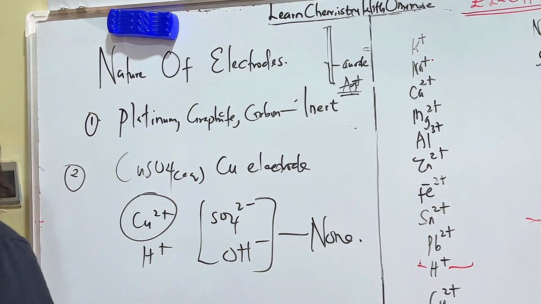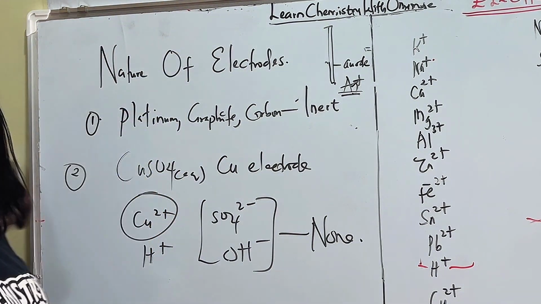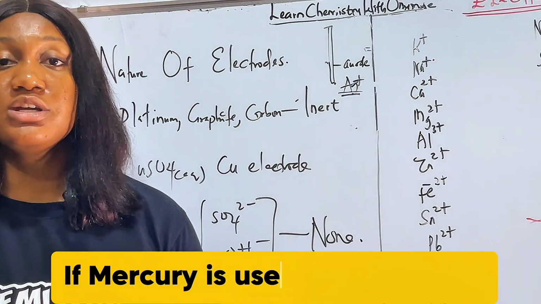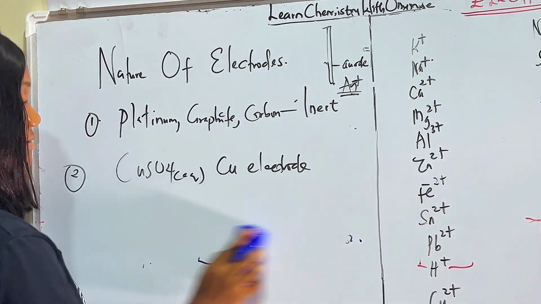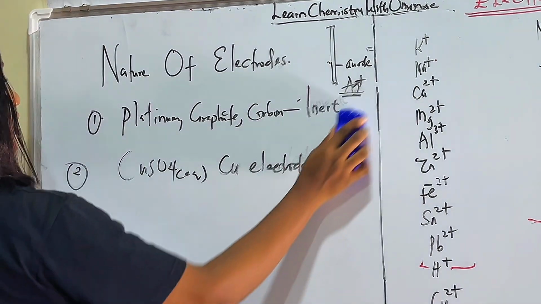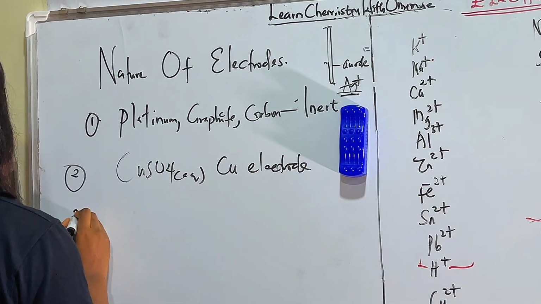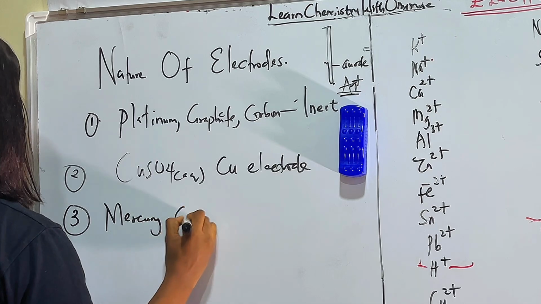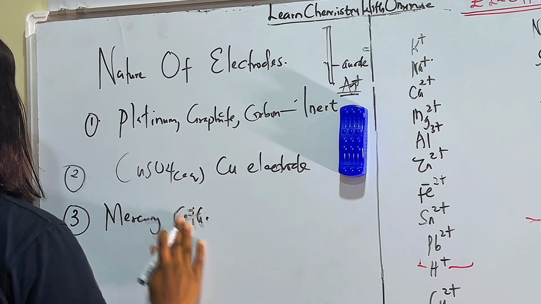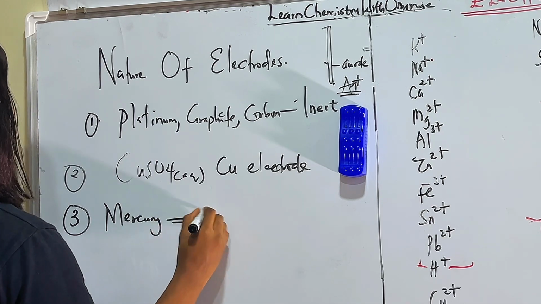Now, another thing you can have here is if mercury cathode is used as electrode. So let's clean this.